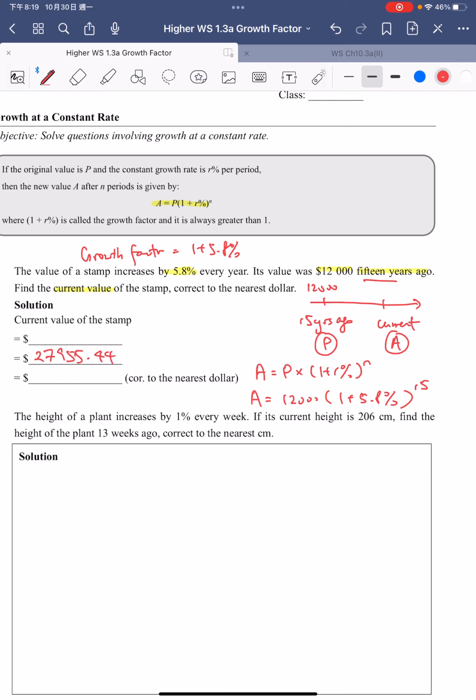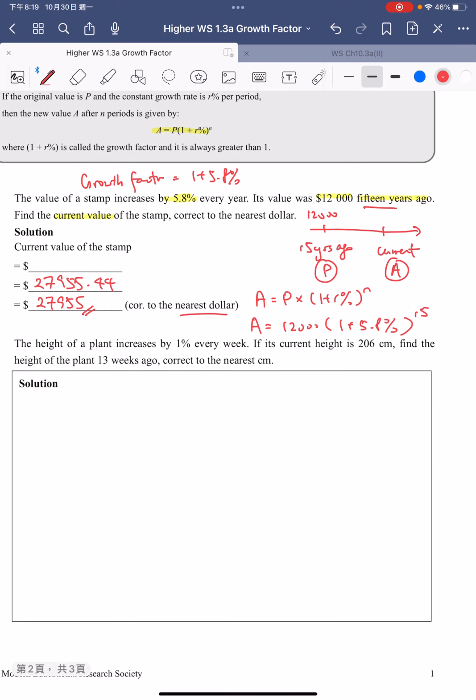We get the answer 27955.44. Correct to the nearest dollar, we need to think about this digit, then the next digit is 4, which is smaller than 5. So we're going to delete all the rest. So it's going to be equal to 27955, correct to the nearest dollar.